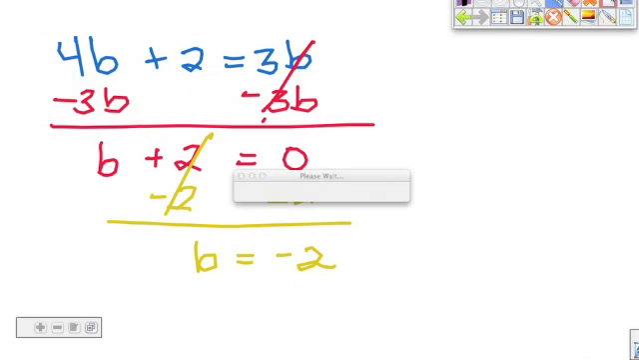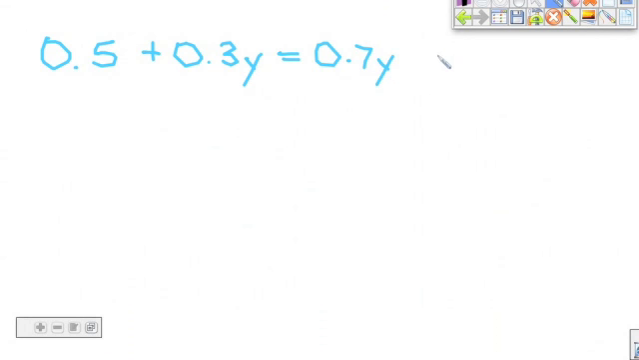All right, let's talk about those wonderful decimal ones again that kids always seem to love. Here we go. We have 0.5 plus 0.3y equals 0.7y minus 0.3. So we have some combining of like terms here to do.